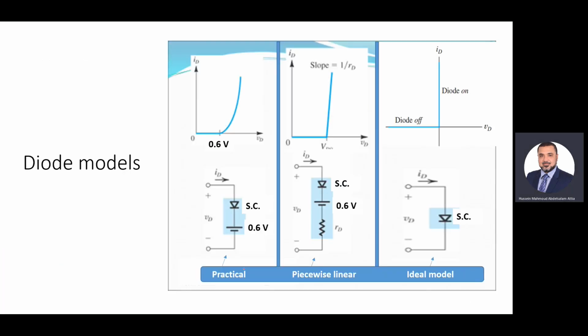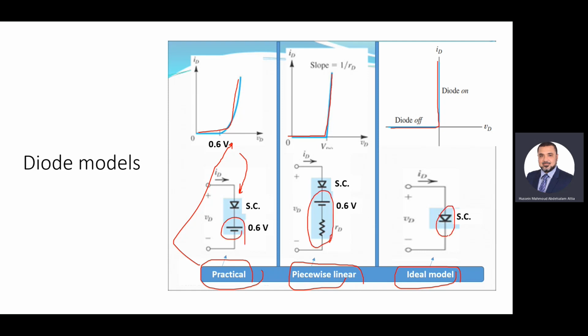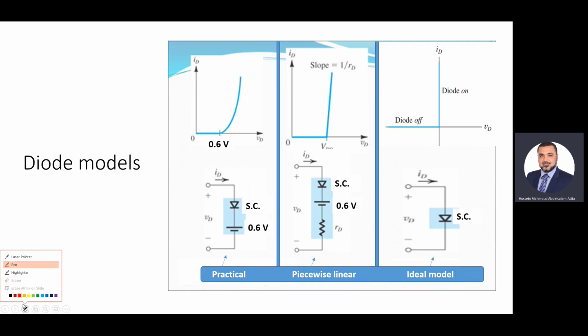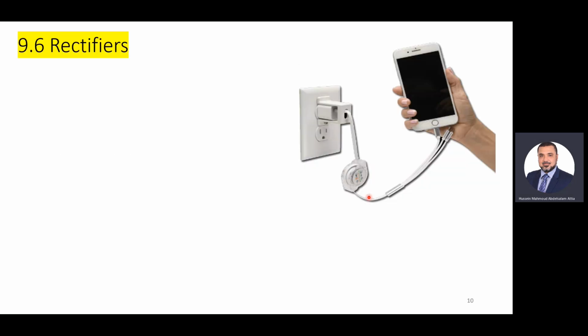Also in this chapter, as you can see, we have the practical model, piecewise linear, and ideal model. This is what we explained. In the practical model, you have this behavior. Look at this behavior. In the piecewise, you have this behavior. In the ideal, you have this behavior. And the diode will be replaced either by 0.6 volt here, 0.6 volt and resistor, or short circuit here. Okay. The diode is always here. As you can see, the diode here is like short circuit, diode here like short circuit, diode here like short circuit. Okay. So we have three models.